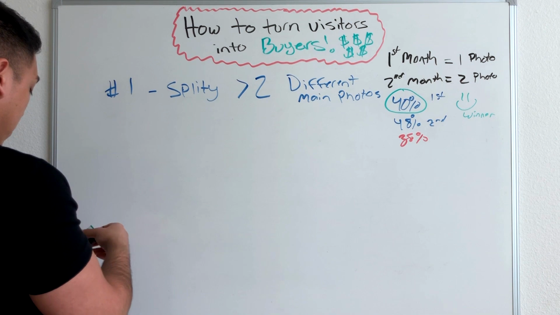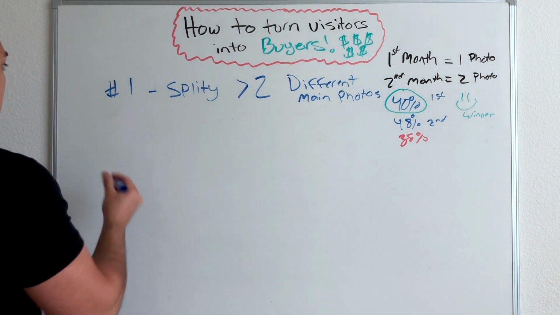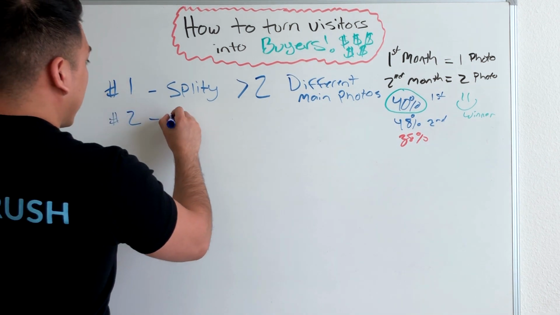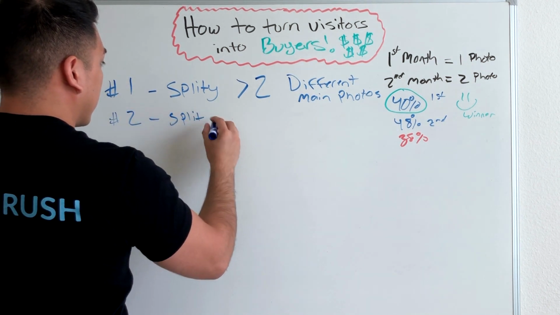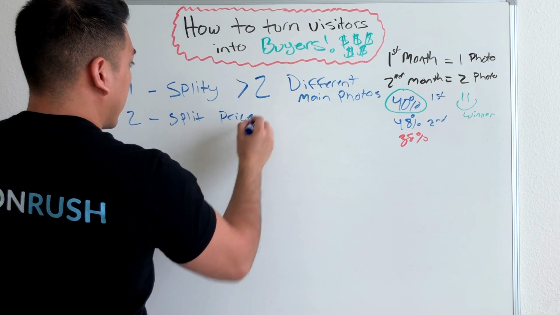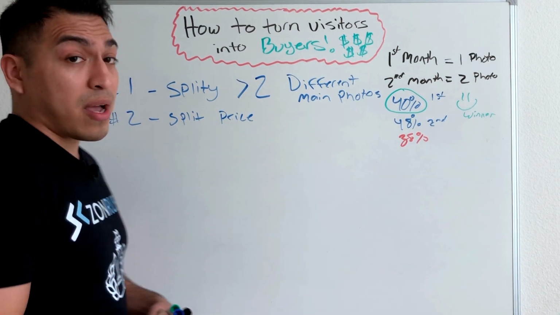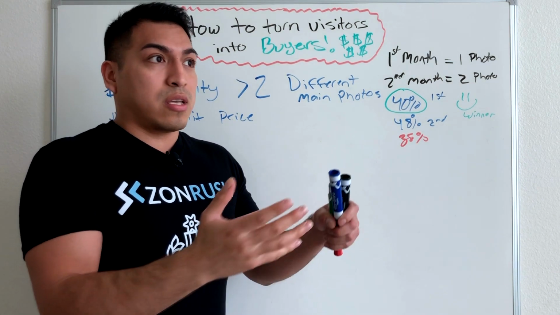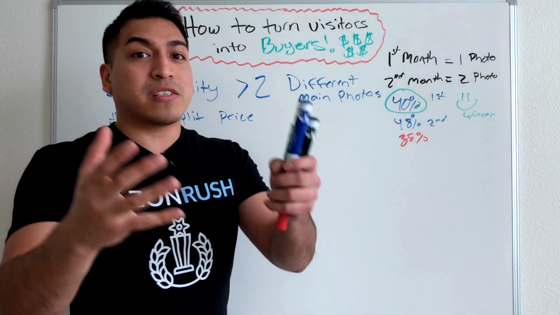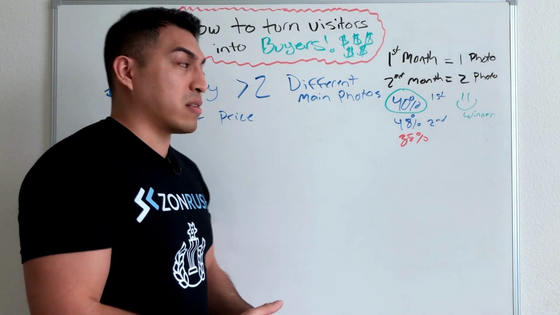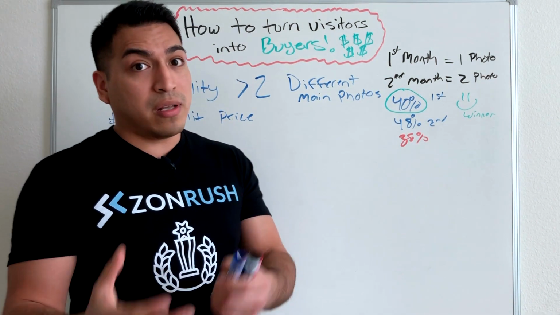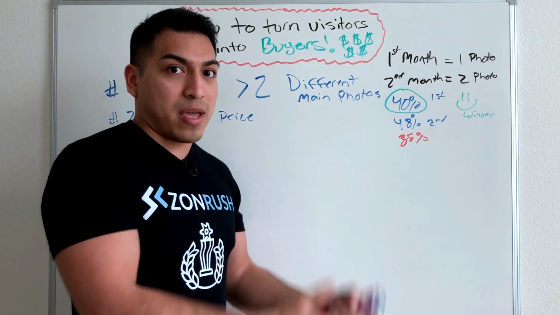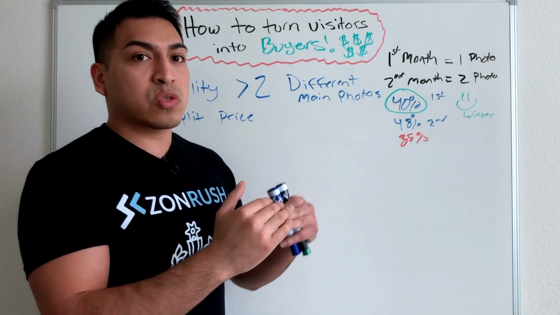And the second way you're gonna do this, number 2, is split test price. You could right now be underpriced, you could be overpriced. Either of those are hurting your business for the long term. If you're underpriced, you're hurting your long-term profitability. And if you're overpriced, you're potentially hurting your ranking on Amazon, okay? So there is a sweet spot.